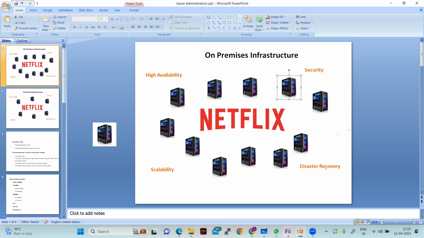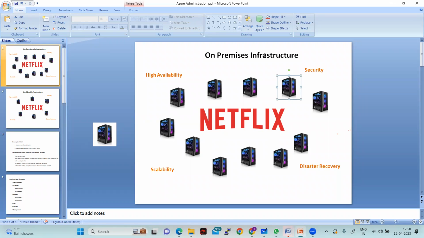So these are basically the problems when you are maintaining and building your own infrastructure to support your application. This is the reason why I mentioned that this is on-premises infrastructure. It means you have built this infrastructure, and you are supporting the security, the high availability, the scalability, the disaster recovery, and you are supporting your application to make sure there is no problem with respect to the users who are accessing your application. So this is basically on-premises infrastructure.